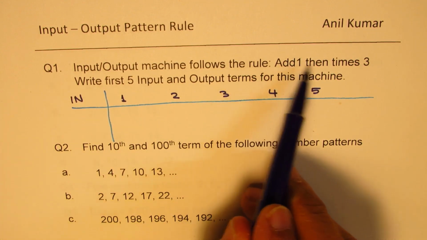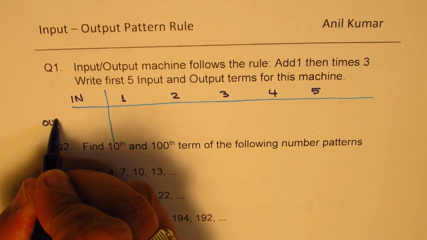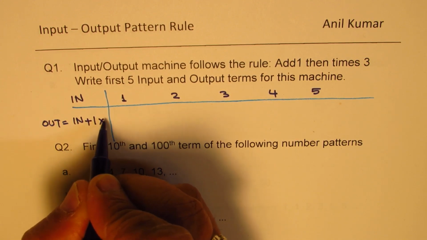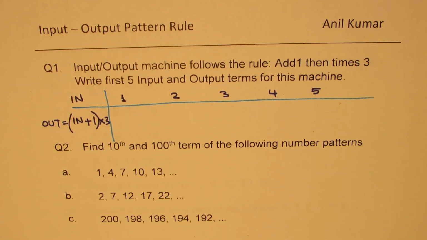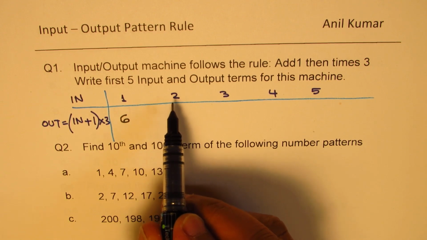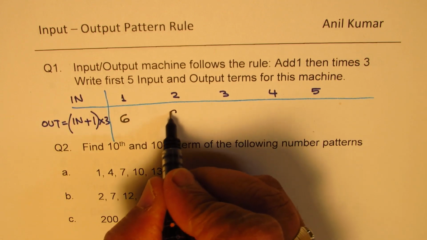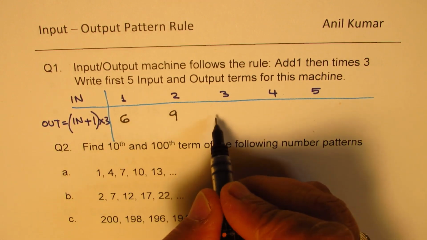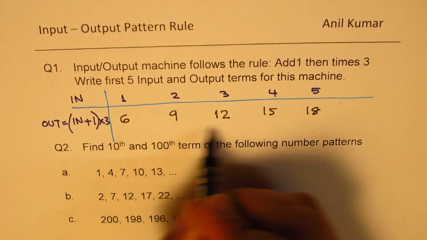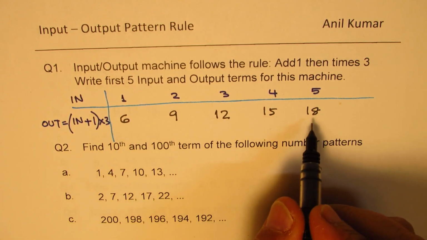The machine is adding 1 then times 3. So for the output, you take the input, add 1 and then times 3, right? So we do this operation first. I'm putting it in brackets. So for 1, if I add 1, what do I get? 1 plus 1 is 2 and times 3 is 6. So 2 plus 1 is 3 and 3 times 3 is 9. 3 plus 1 is 4. 4 times 3 is 12. 5 times 3 is 15, and 6 times 3 is 18. So that is the output which we get, and these are our first 5 numbers.